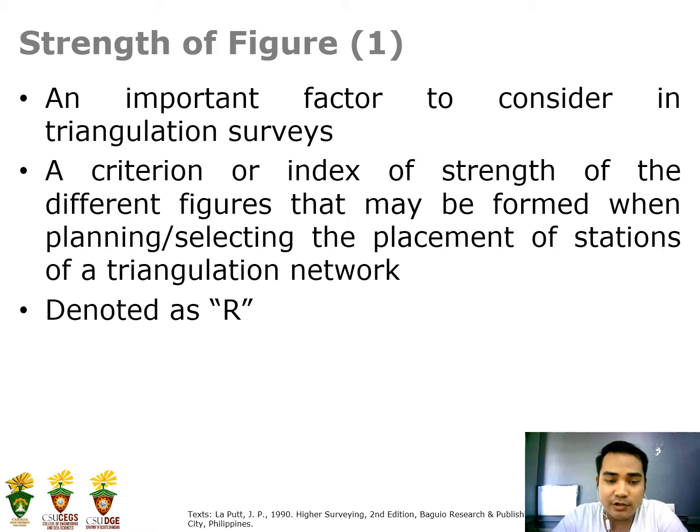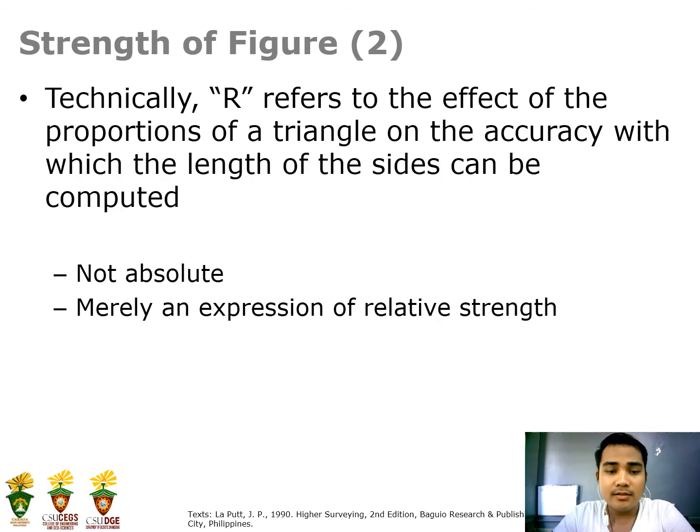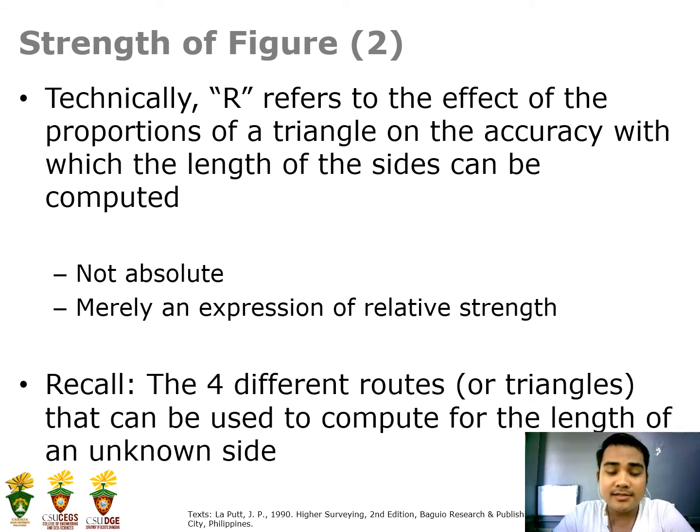And usually, strength of figure is denoted as big letter R. Technically, R refers to the effect of the proportions of a triangle on the accuracy with respect to the length of the sides that can be computed. And R, or the strength of figure, is not an absolute, it is merely an expression of the relative strength. Let's recall that there are 4 different routes, or series of triangles, that can be used to compute for the length of the unknown side. The unknown side is the one that we are going to compute with respect to the baseline.